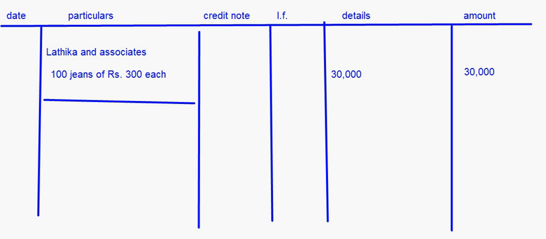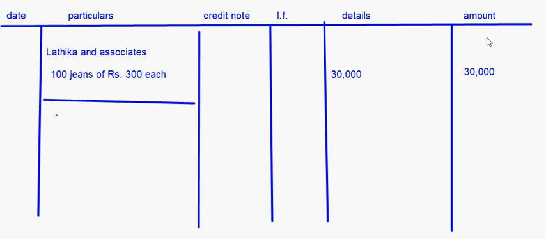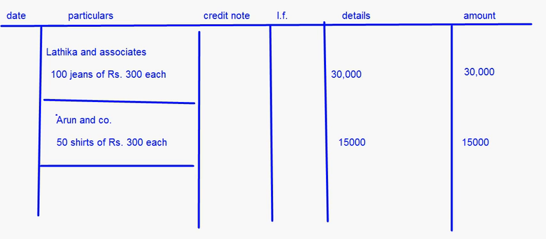And the next one is Arun and Sons returned 50 pieces of shirts worth 300 each. So here I'll write Arun and Company, 50 shirts of rupees 300 each. So how much is this? 15,000 rupees. So that's it. The total here is 45,000.